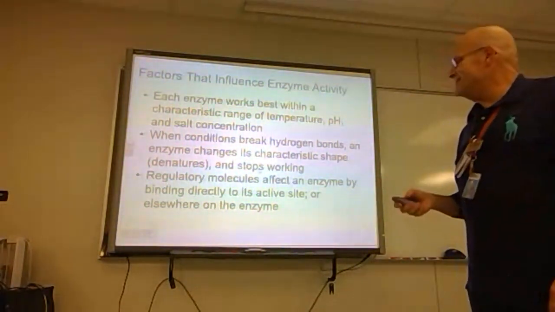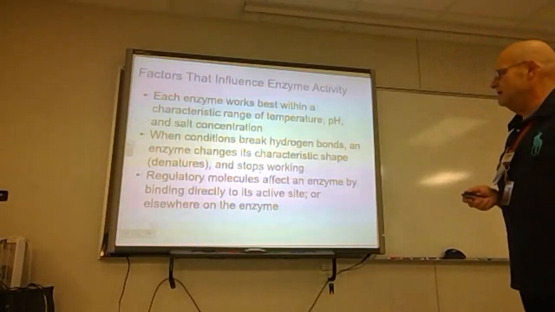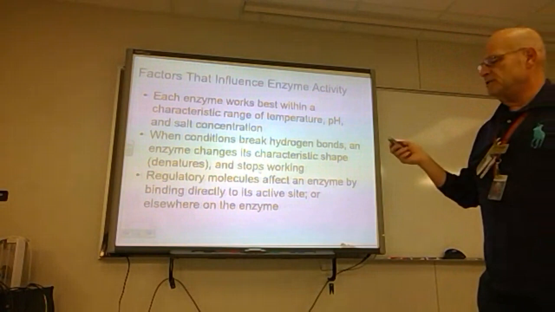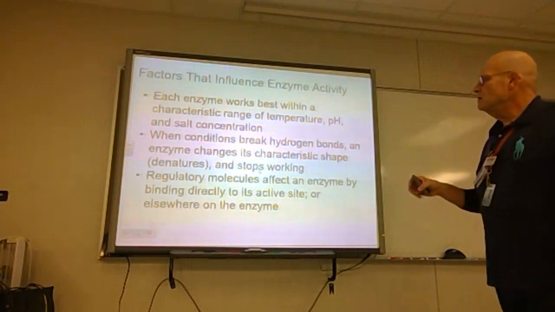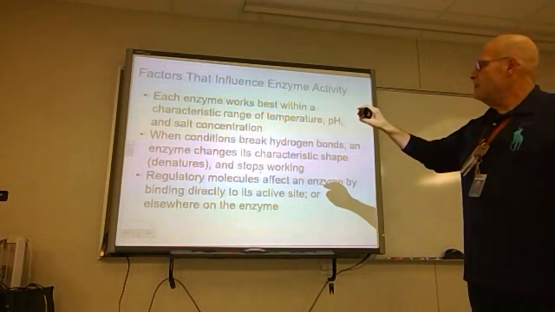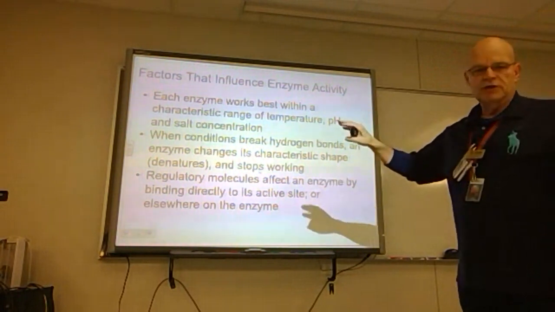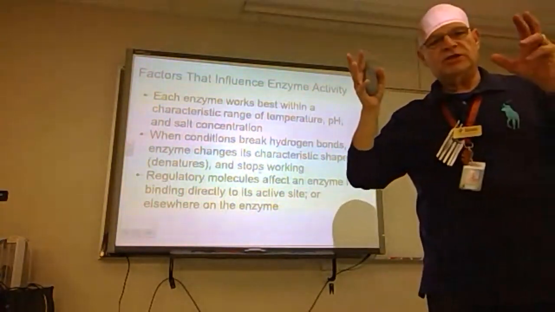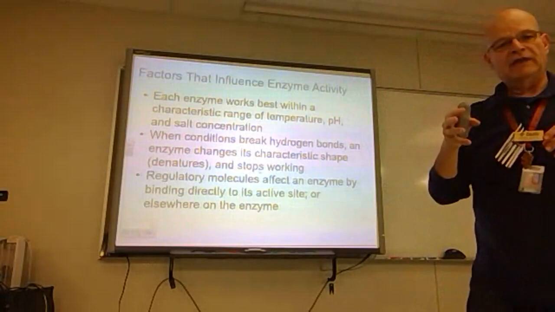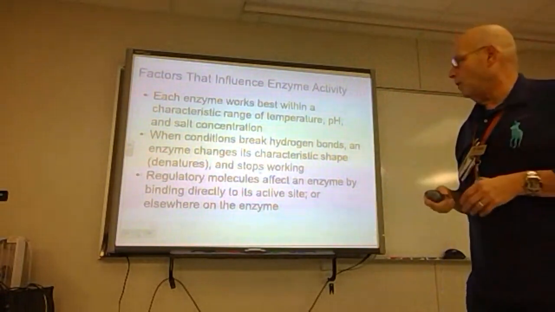So let's continue. When conditions break down hydrogen bonds, an enzyme changes its characteristic shape, which is called denaturing, and stops working. So basically, you have a specific pH, temperature, and salt concentrations. If those things get out of control, then the shape of your enzyme can change. And if the shape of your enzyme changes, then it won't function anymore.